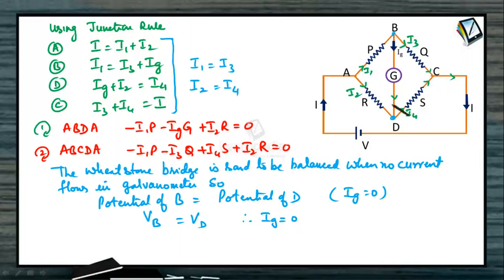What does it mean? Since Ig is equal to 0, the same current flows through arms AB and BC, and the same current flows through arms AD and DC. Substituting Ig equal to 0, I1 equal to I3 and I2 equal to I4 in the two loop equations, we get minus I1P plus I2R is equal to 0, and minus I1P minus I1Q plus I2S plus I2R is equal to 0. So let us rewrite these two equations substituting these values.